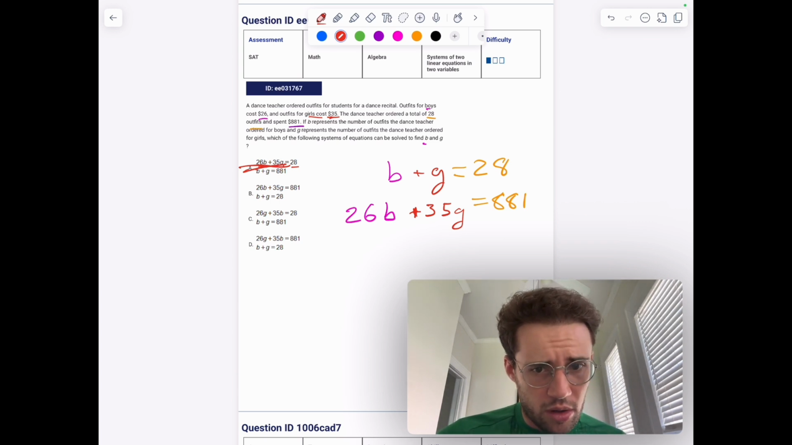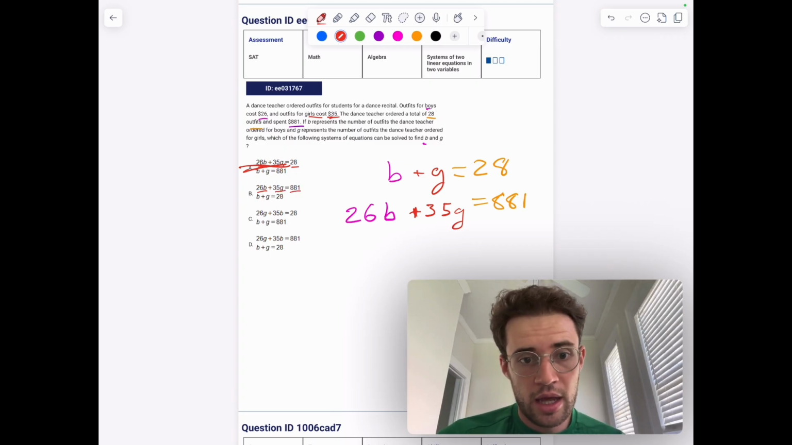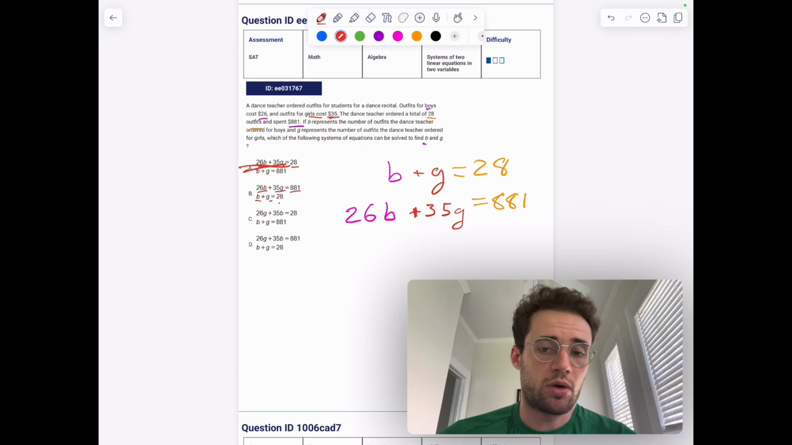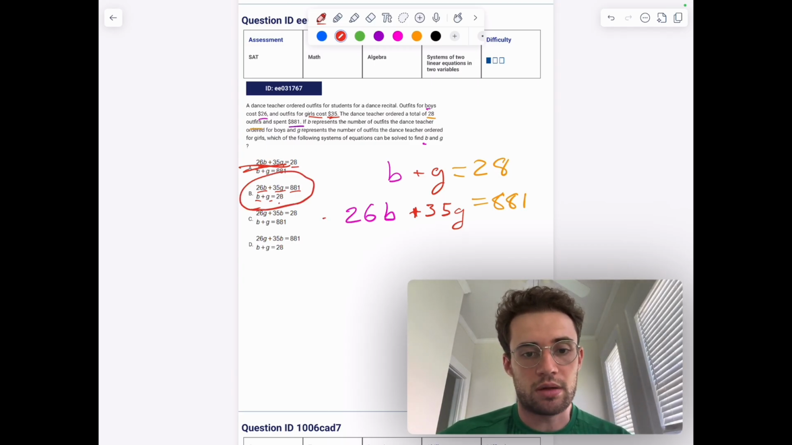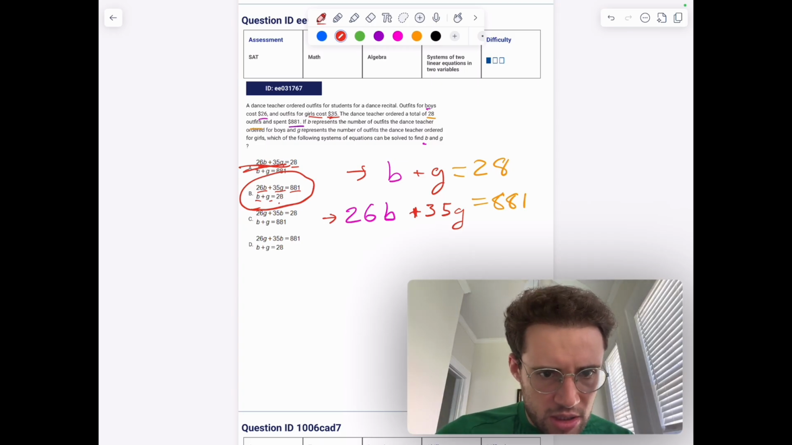Here, okay, they switched the order here, so this might be right. 26B plus 35G, that's the total cost, equals 881, so that's good. And then B plus G equals 28. So they just switched the order, doesn't matter. They kept each equation the same. So they wrote this equation first, then this equation. That's perfect. Let's just see why these ones are wrong.